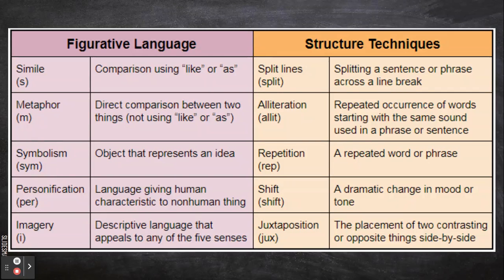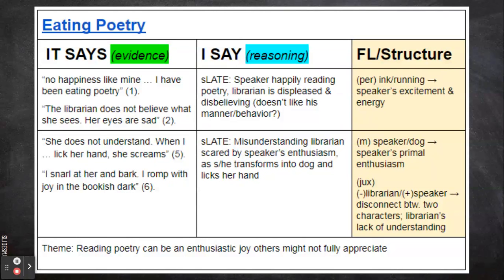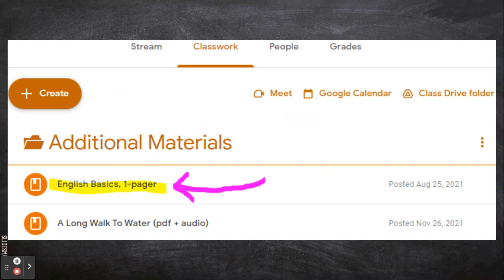And lastly, I just want to remind you, all of these techniques, they can be seen right on the English Basics one-pager, as well as some tips for how to fully annotate with those 3-column notes for poetry reading. It's all on the English Basics one-pager.